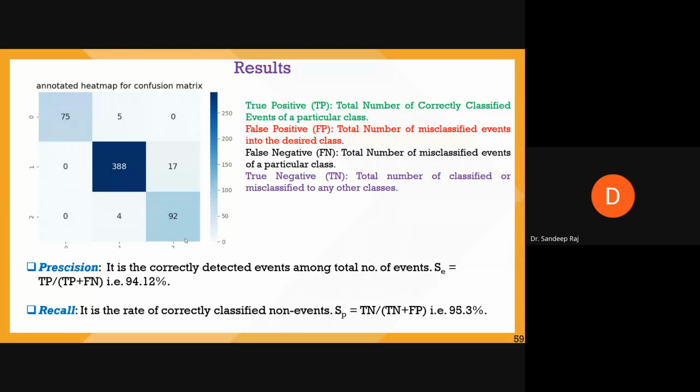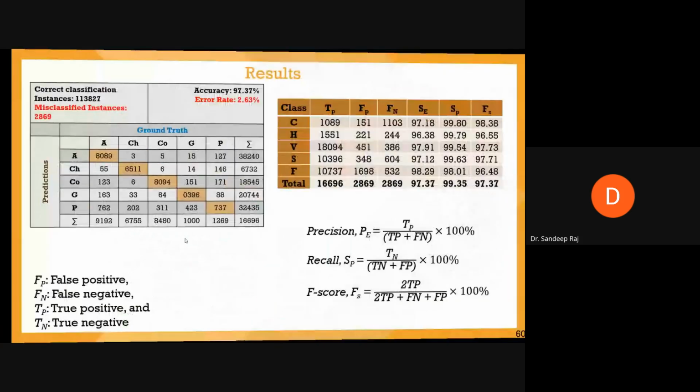And if you want to calculate the accuracy of your AI model for different classes, you have to add the diagonal elements and divide by the total number of testing samples. That will give you the accuracy. If you want to calculate precision and recall, the formula is true positive divided by true positive plus false positive for precision, and for recall, true positive divided by true positive plus false negative. Specificity is true negative divided by true negative plus false positive.